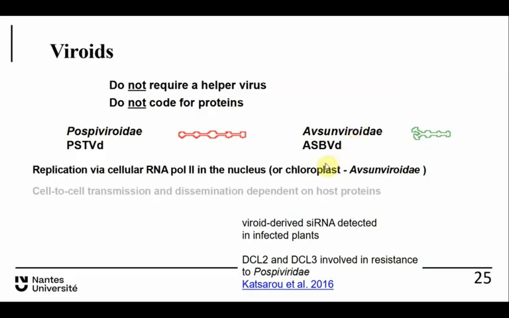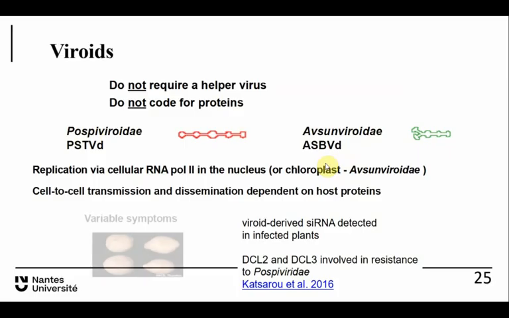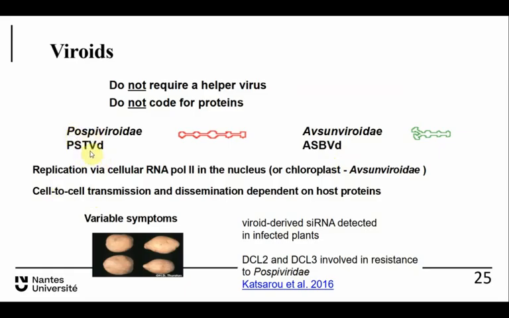And so they were discovered because they cause symptoms in infected plants and it's transmissible. So the first one was the potato spindle tuber viroid. These are potatoes from a non-infected plant, and these are the potatoes from an infected plant. You can see they're a bit elongated, like a fusiform sort of thing, like a spindle.